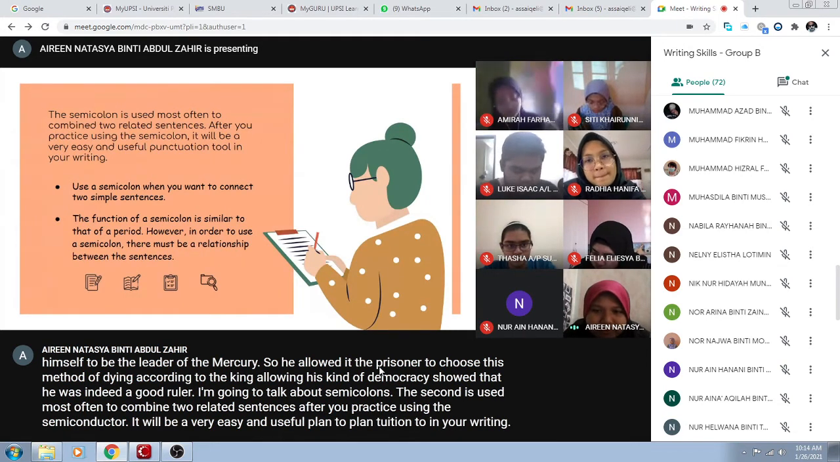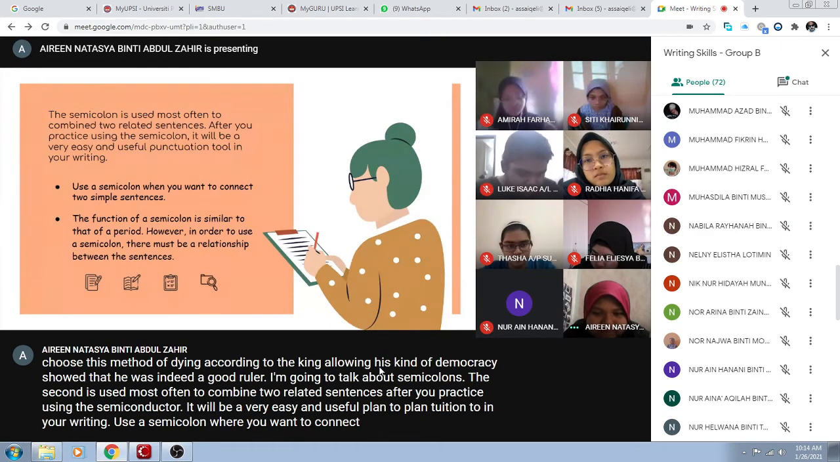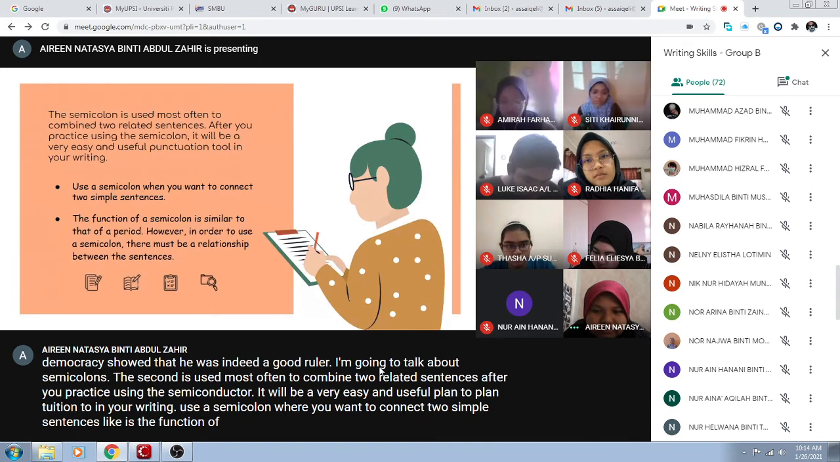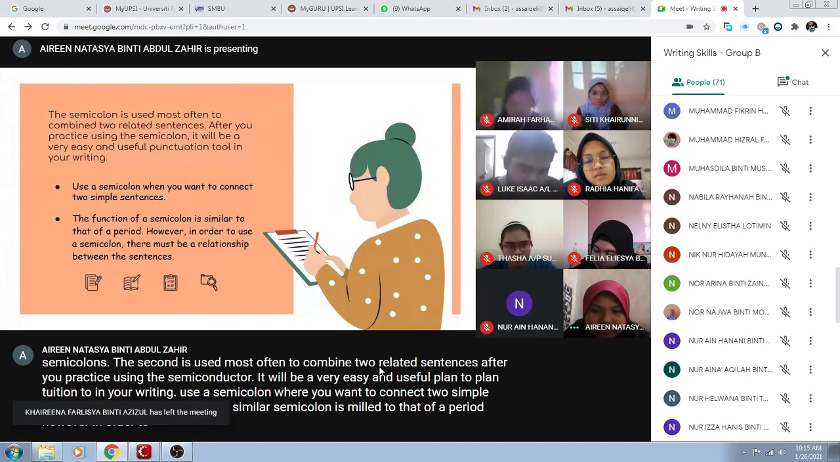Use a semicolon where you want to connect two simple sentences. Next, the function of a semicolon is similar to that of a period. However, in order to use a semicolon, there must be a relationship between the sentences.